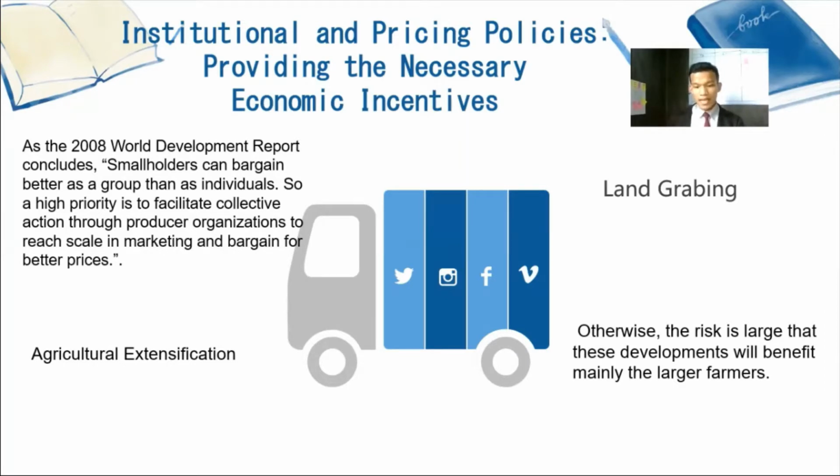This agriculture extensification, not only in forests but also in drier and other sensitive lands, further brings the risk of local soil degradation and loss of environment and of biodiversity, which also lead to substantial national as well as international costs. And otherwise, the risk is large that this development will benefit mainly the largest farmers.